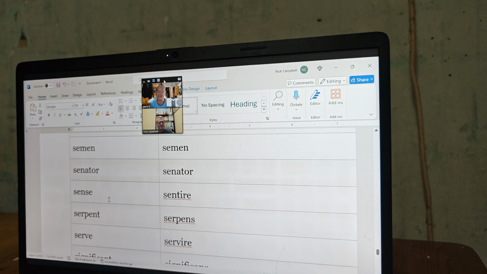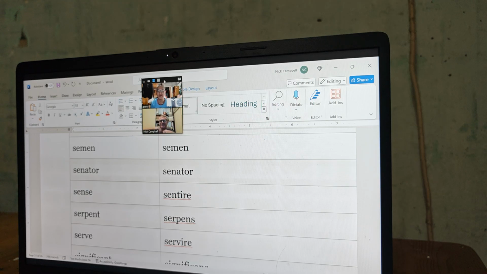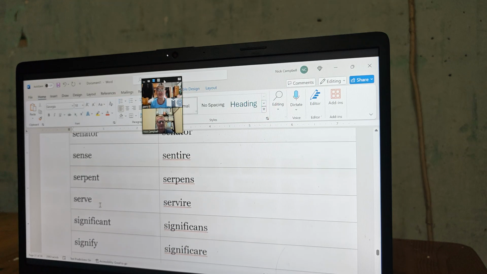Seaman. Does seaman mean the sailor? No, sailor is a different spelling. That is not that. This is this. That's seaman. Seaman is what, I don't know what you call it, the thing that comes out from down here. Man seed? I don't know. Senator.